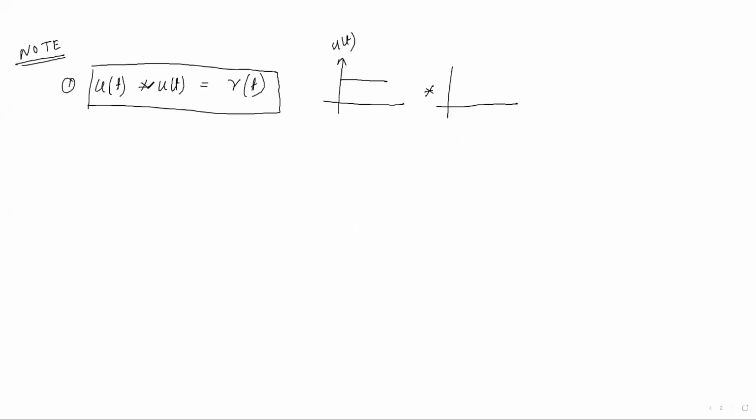What this note says is, if you take convolution between u of t and u of t, we get r of t. You know u of t is the unit step signal. It exists only for the positive time duration. What will be the output? If you take the convolution, the output would be the ramp signal. Ramp signal means it goes up gradually. You should know this.